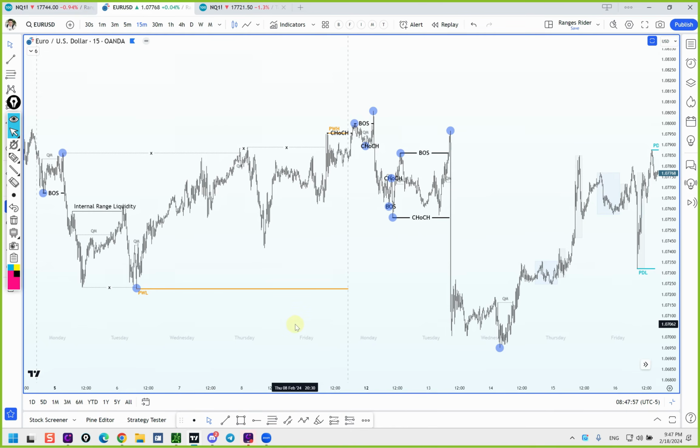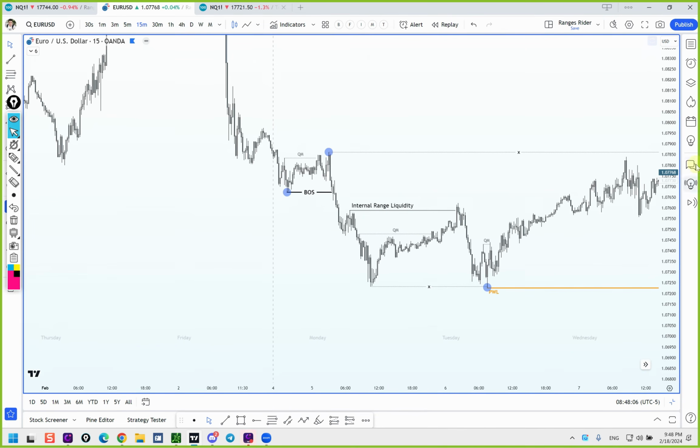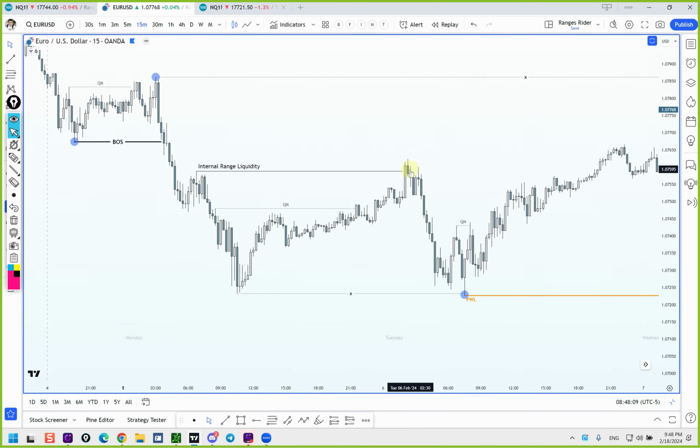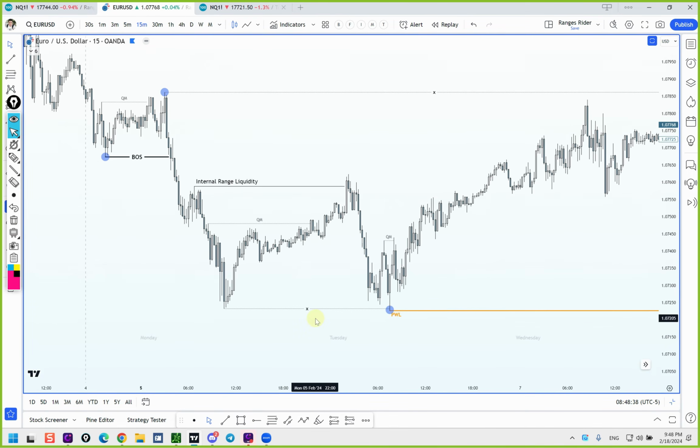Yes, right here. For example, where you have internal range liquidity marked up on a chart here, right? If on the lower time frame, because from what I'm seeing here on the lower time frame, if the QM is confirmed, then you'll be able to see a QM here, and I could be wrong, but just from looking at it, you'd have a range.